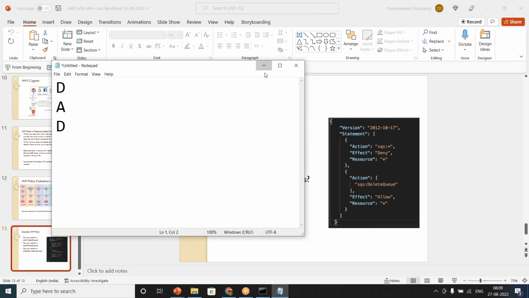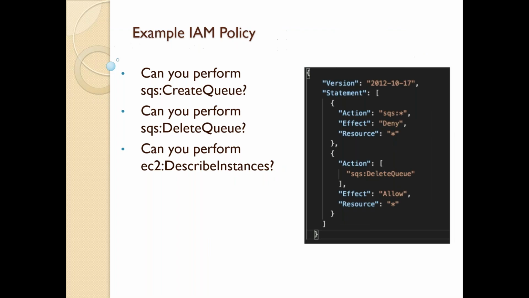The question here is, this is the policy that is presented to you. They're asking you, can we create a delete queue? Will this policy allow him to delete a queue? Will this policy allow him to create a queue? Will this policy allow him to describe instances? So now you are given a question in the exam. Can someone tell me, based on the logic, what will happen if you attach this policy?